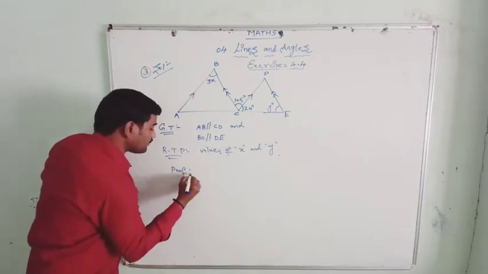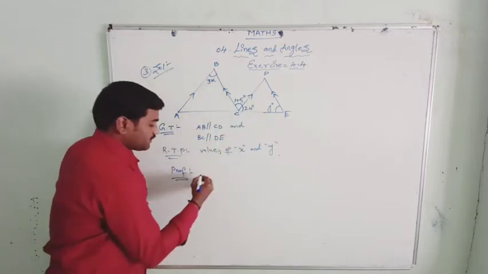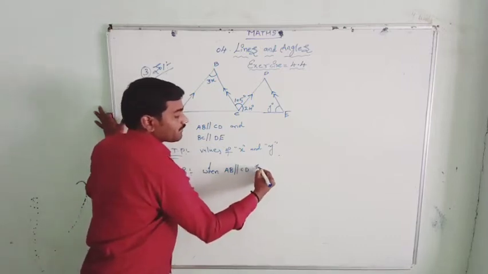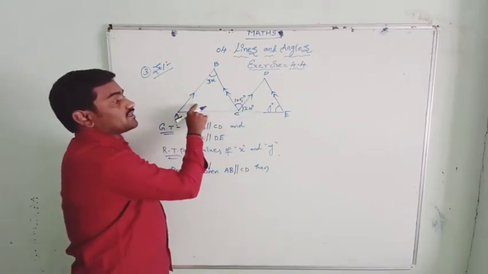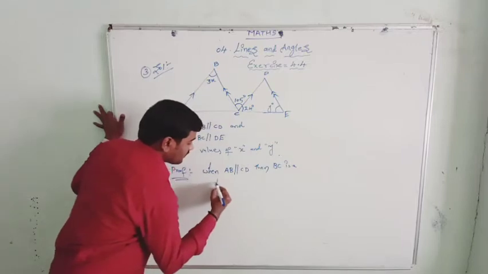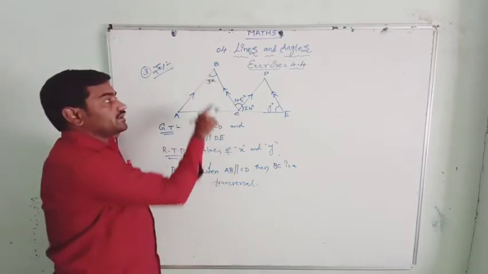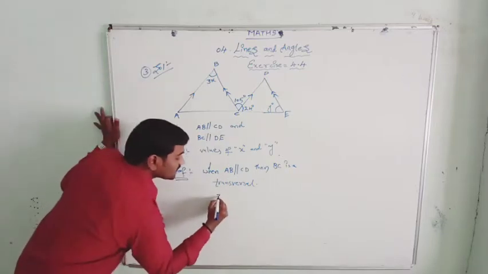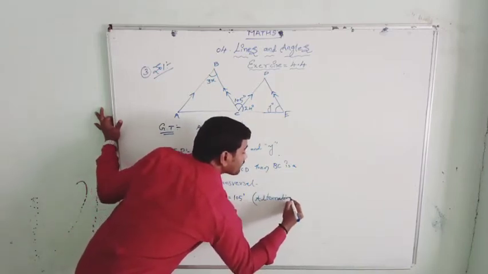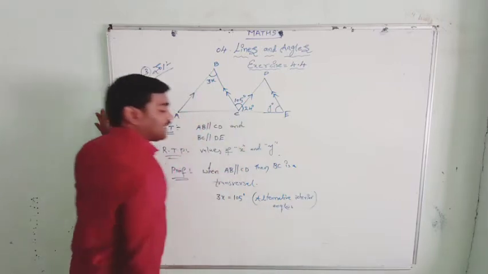So let's go for the proof. One by one, let us take it. Here, when you see, the first condition AB is parallel to CD. When AB is parallel to CD, then what is the transversal? For these two parallel lines, which line is intersecting? This BC is intersecting. So then BC is a transversal. Then here 3x equal to 105 degrees. These are alternate interior angles. These alternate interior angles are equal.